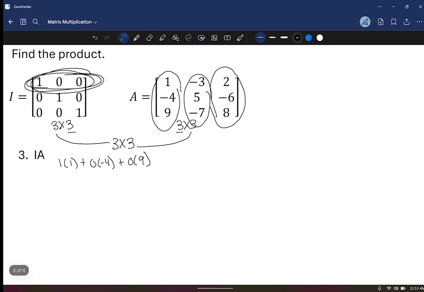All right, moving to the second position, we have 1 times -3 plus 0 times 5 plus 0 times -7.